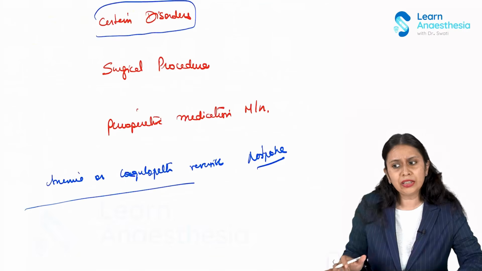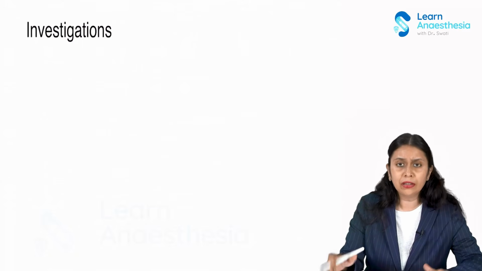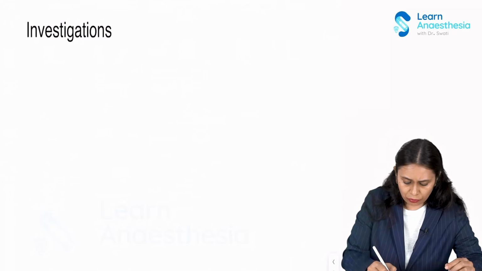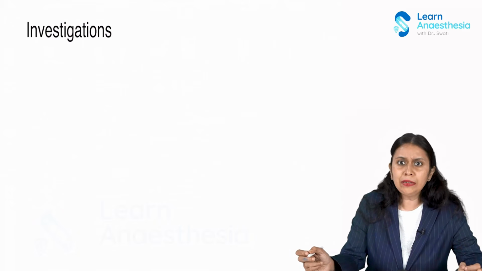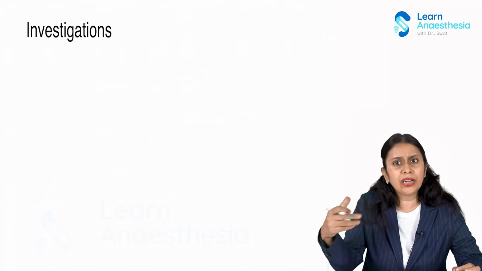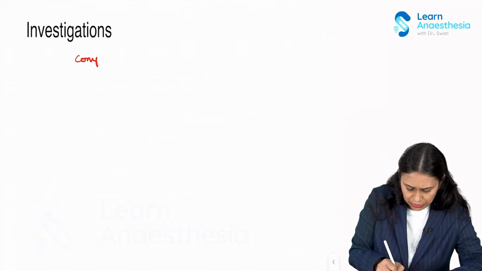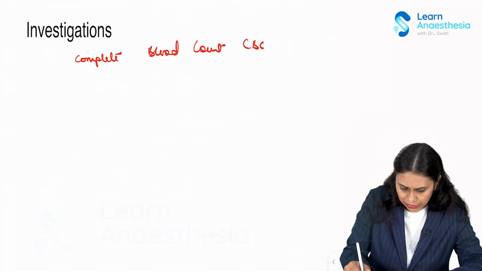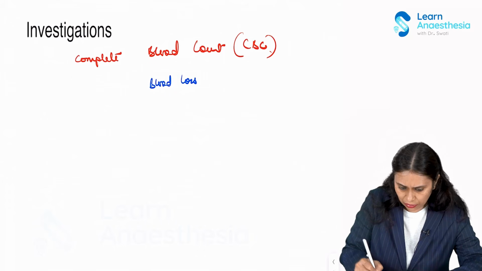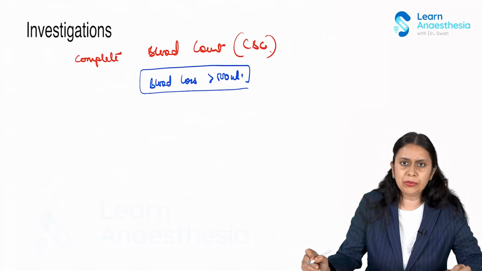Now, in pre-anesthetic consultation, we also look at certain investigations of the patient, which help us in planning for perioperative blood management. The first, very helpful investigation is the complete blood count, or CBC. Any surgery in which we are expecting a moderate to major blood loss, we get a CBC done. If we are expecting a blood loss of more than 500 ml, then definitely we will get a CBC done.